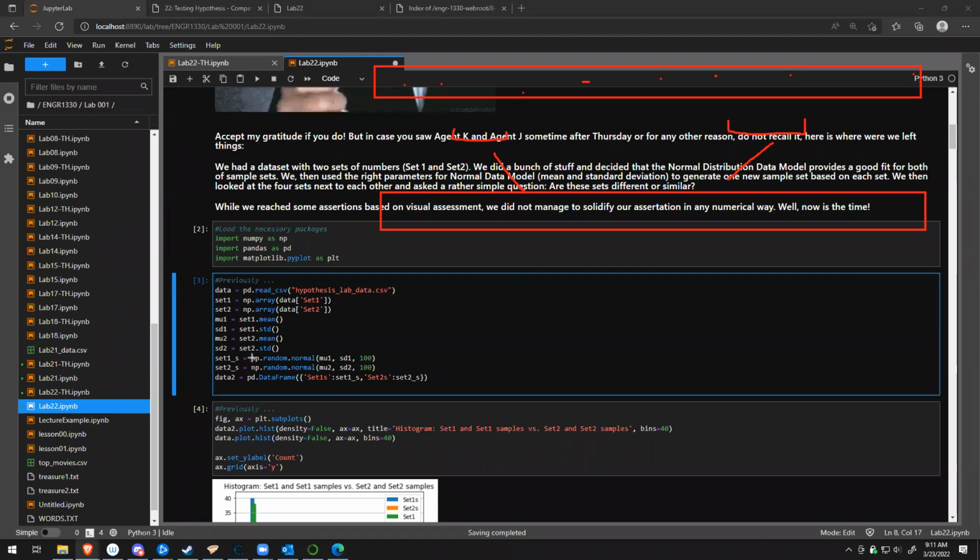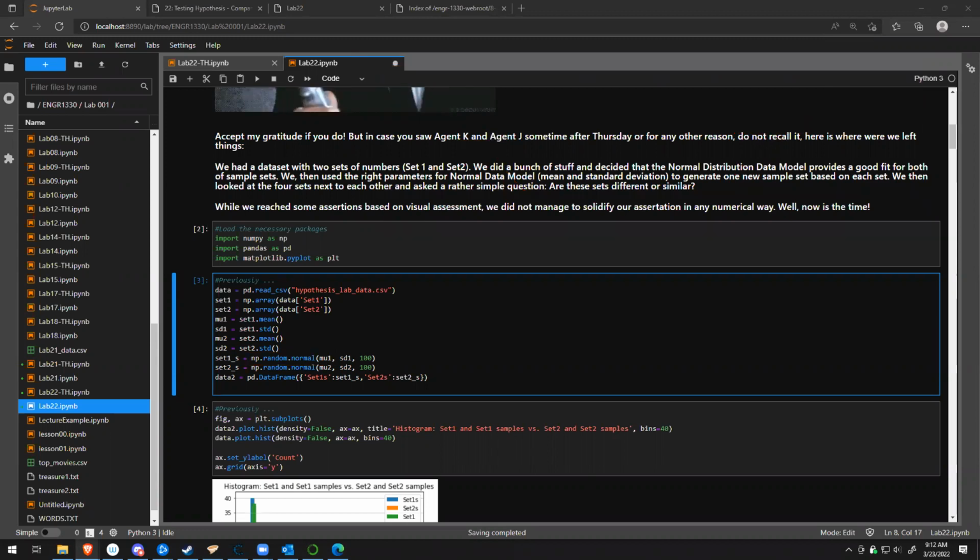Well, with the magic of NumPy. We're going to randomly sample from a normal distribution using mu1, the symbol generally used for the mean, and the standard deviation. We want 100 elements in each one. So we have set 1, set 2, and then set 1 random sample and set 2 random sample. Now we'll write it in.